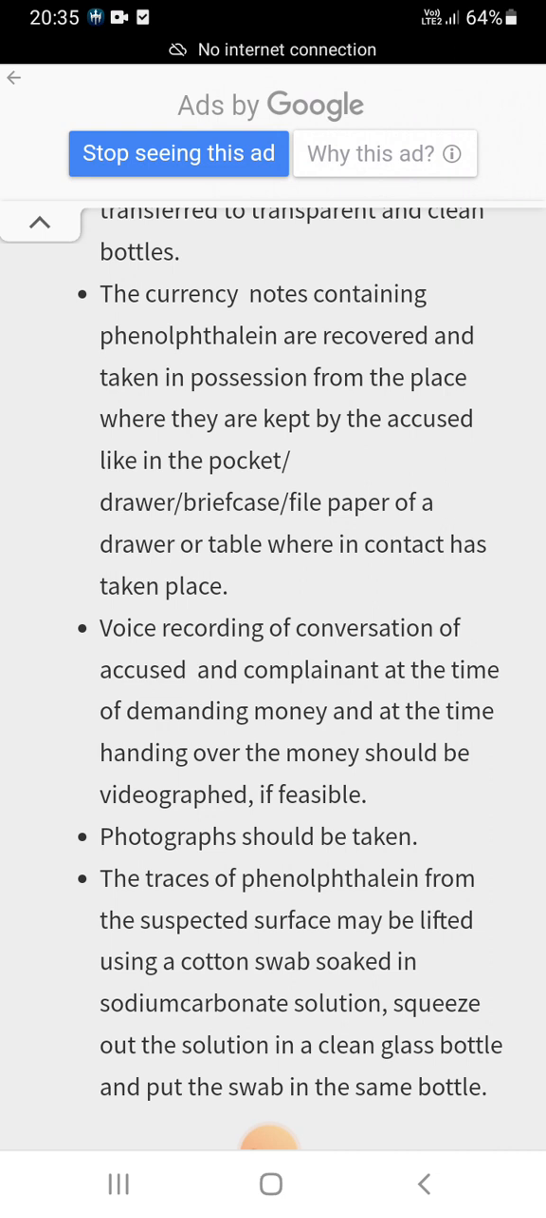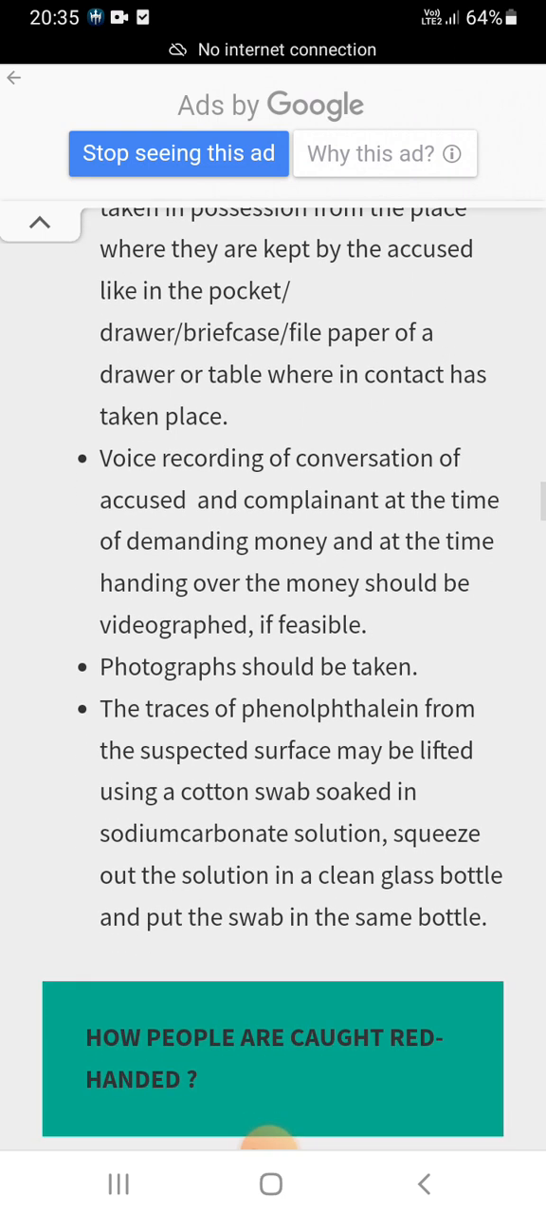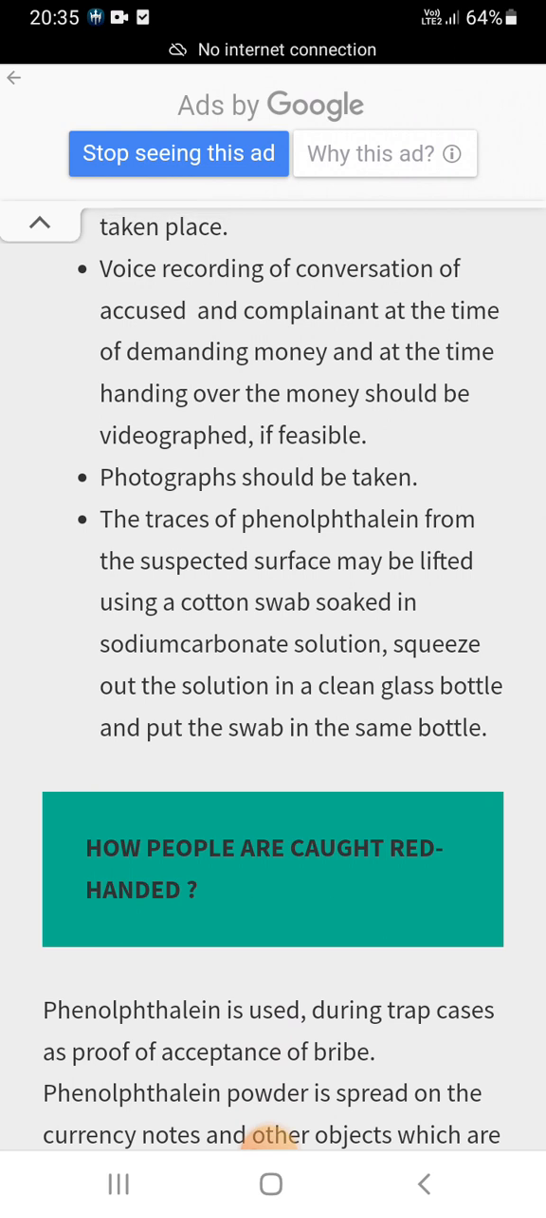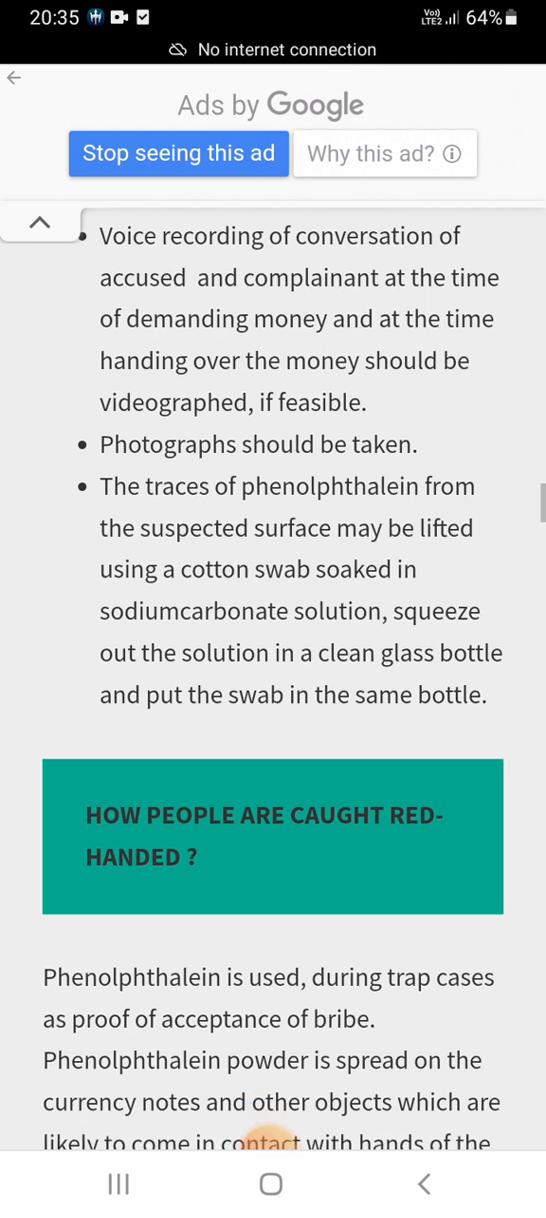Video record: if there is CCTV footage, look for the CCTV footage. If we can get a voice recording, then it is well and good. The traces of phenolphthalein from the suspected sample may be lifted using a cotton swab soaked in sodium carbonate solution. It is again collected in a clean glass bottle.